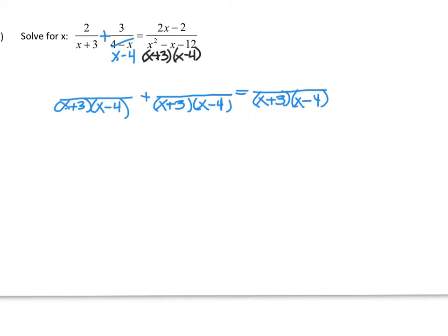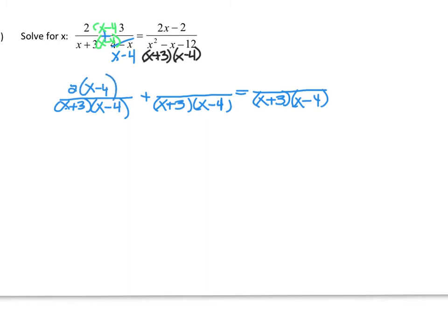Okay, so now what we want to do is look at our original fractions and say, well, what is this missing? What is this denominator missing that the common denominator has? Well, it has the x plus 3, but it's missing the x minus 4. So I'm going to multiply the top and bottom of this, in another color so it stands out, by x minus 4. Okay, so we can see in the numerator we have 2 times x minus 4. I'm going to put that right in here. Okay, 2 times x minus 4.